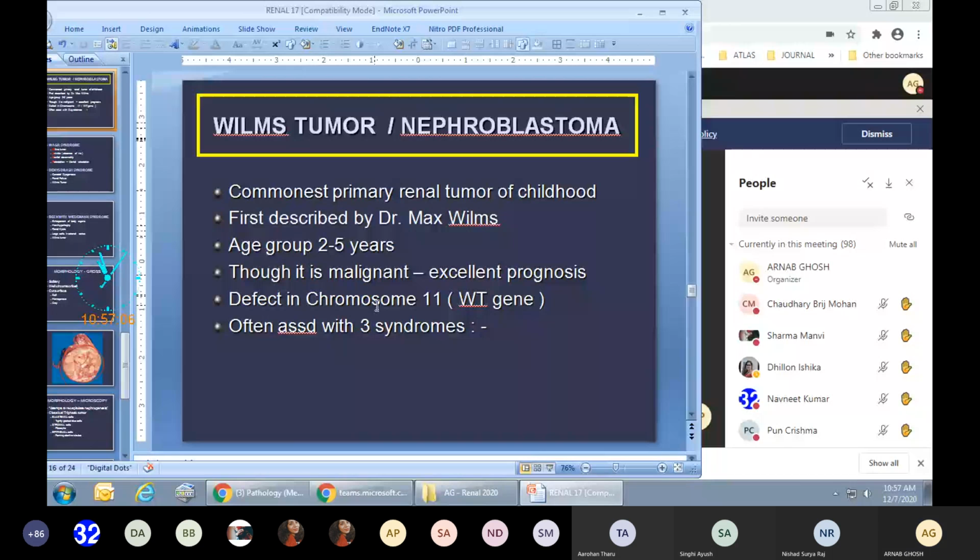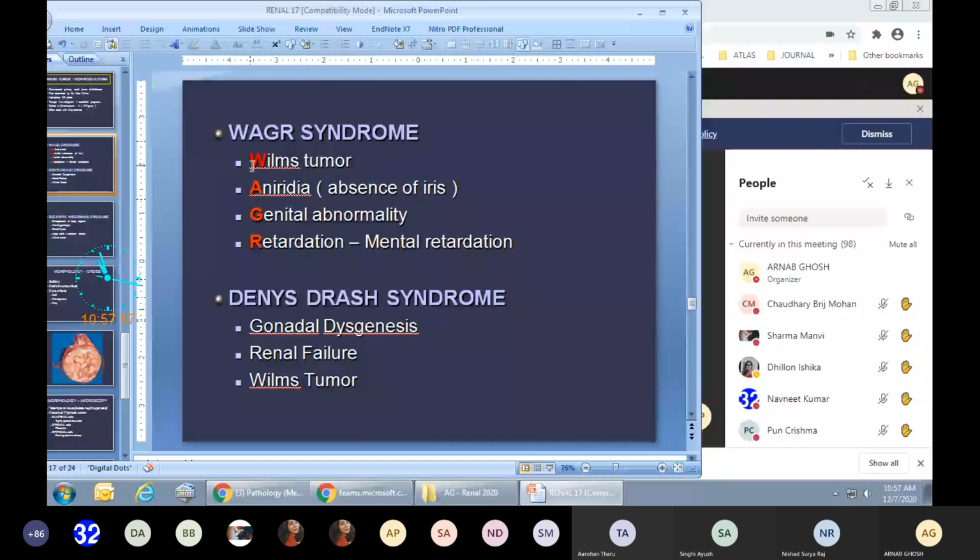The defective chromosome is chromosome 11, which contains the WT gene, and 3 syndromes: WAGR, Denys-Drash, and Beckwith-Wiedemann. In WAGR, the name stands for Wilms tumor, aniridia, genital abnormality, and mental retardation. Exactly, you have to remember it that way. Genital, don't write gonadal or some other thing. Genital abnormality or urogenital abnormality. Retardation is also not growth retardation, it is mental retardation.